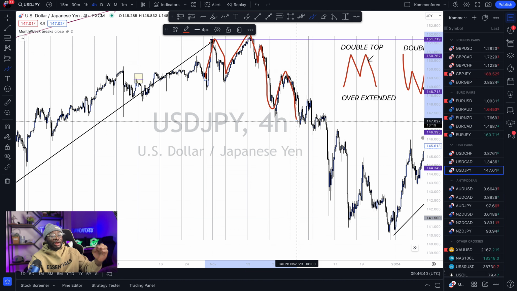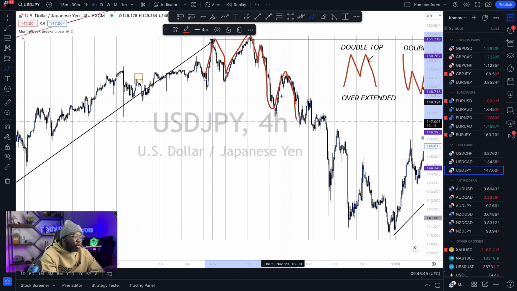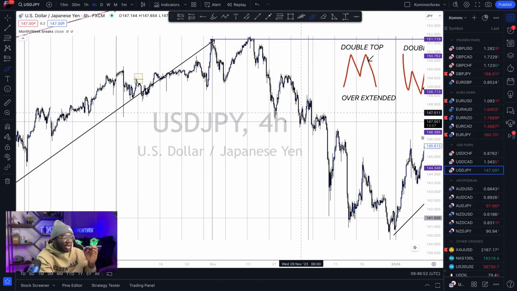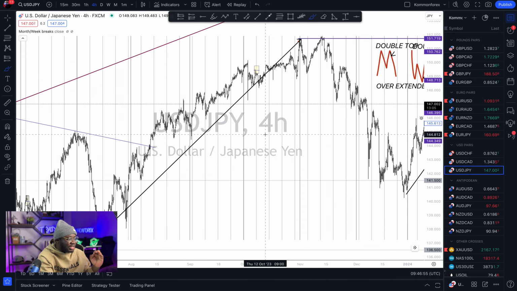So one way you can know that the market is about to change direction from an uptrend to a downtrend is with a double top. This is one of the best ways you can take trades as a beginner by applying the double top concept. But the best times to do that is when you have an overextended run.